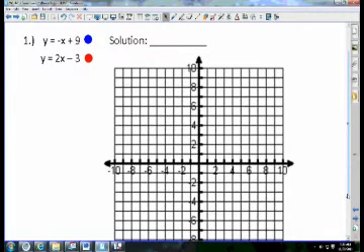First off, on your paper, the first thing you're going to need to do is graph these lines. The first thing I'm looking at is that both of these are already in y equals form. So we're going to graph the y-intercept of the first problem. I'm going to go up here to 9, and right now I want you to put a dot on your y-intercept at plus 9.